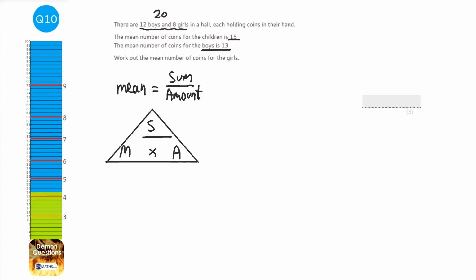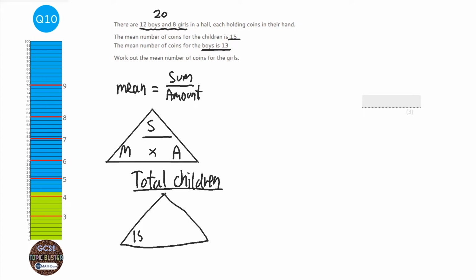For the boys. Okay, so where do we start? Well, it would be helpful to work out how many coins there are in total. So if I look at the triangle there, let's write down total children. I'm going to try and show my working out as I go. We know that the mean of all the children is 15. So in my triangle, I've got 15 for the mean. We know that there are 20 children in total, and we can work out the sum by multiplying those together. So we're going to do 15 times 20. So there's 300 coins altogether. Okay, so now next we're going to work out, well, we're given the boys.